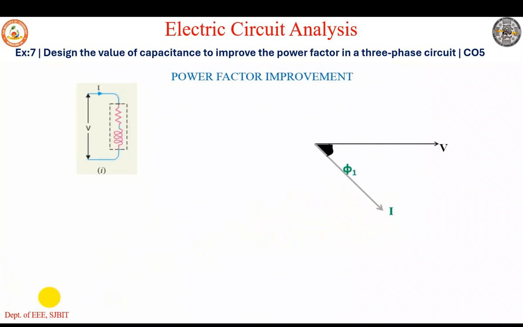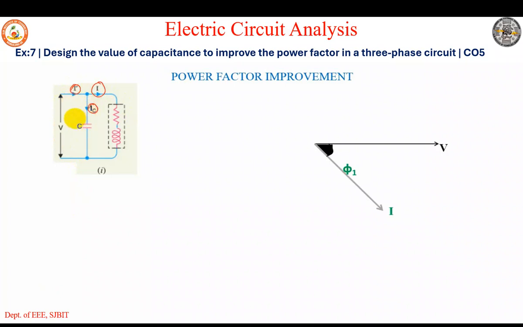Now if I introduce a capacitance in the circuit, what will happen? Now you can see I, this I is the current supplied from the source, and also it is the current consumed by your appliance. Now I want you to observe the difference. The current I is now consumed, but what is supplied? The current supplied is I dash, and we have one more current called IC.